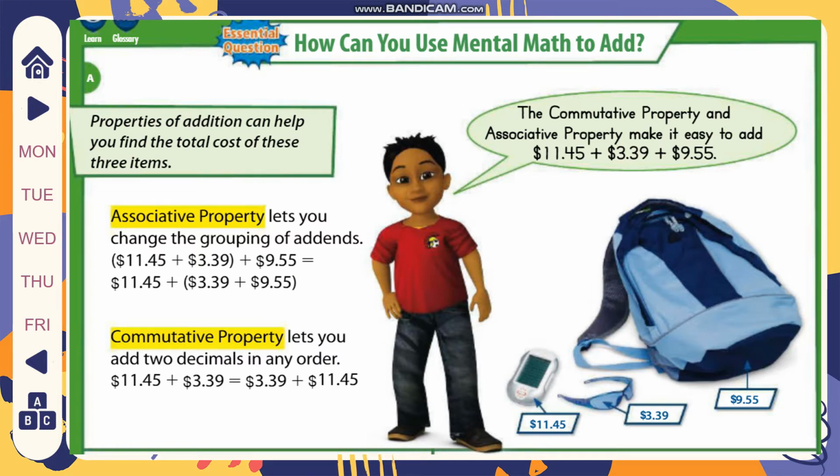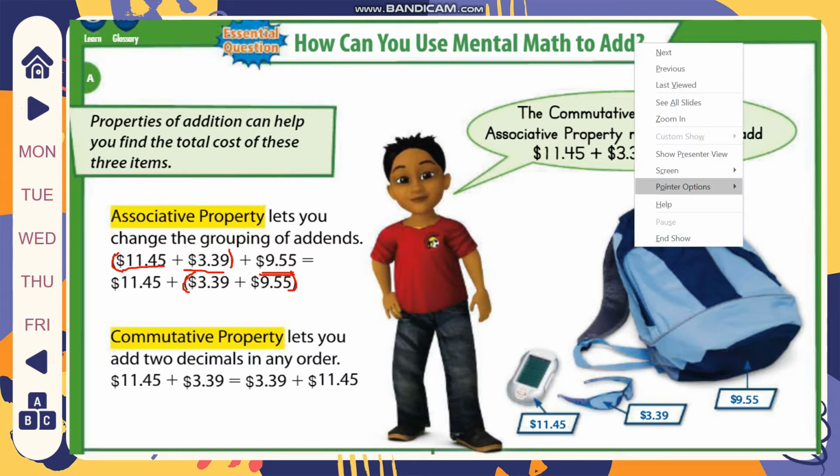So how can you use mental math to add? The first one is the associative property of addition. Associative property lets you change the grouping of the addends. For example, 11.45 plus 3.39 plus 9.55. Maybe I can group first 11.45 plus 3.39, or I can group first 3.39 plus 9.55 before adding to 11.45. If you change the grouping of the addends, at the end, you will get the same answer. That is applying the associative property.